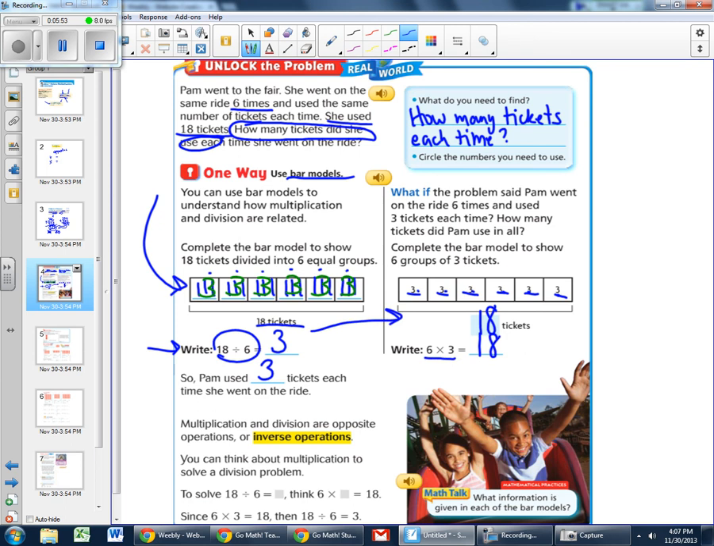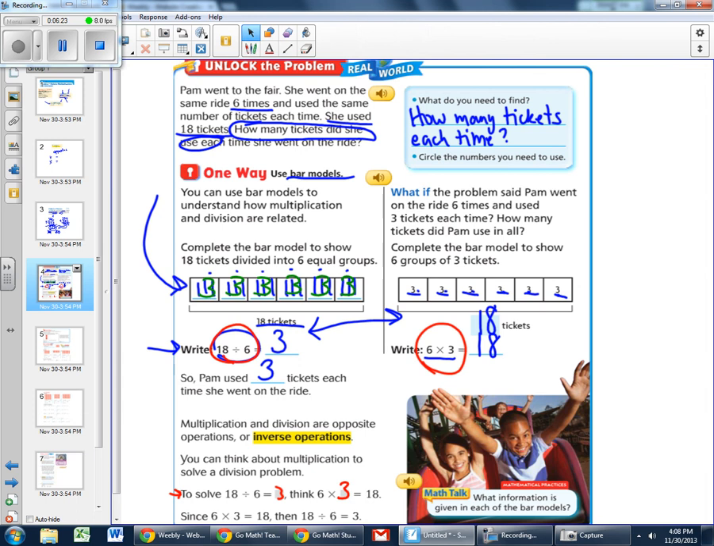These two are related using the same numbers, the 6, the 3, and 18. So multiplication and division are opposite operations or inverse operations. Okay? Here we divided, here we multiplied. So to solve 18 divided by 6, we got 3. Think 6 times 3 equals 18. Since 6 times 3 equals 18, then 18 divided by 6 equals 3.